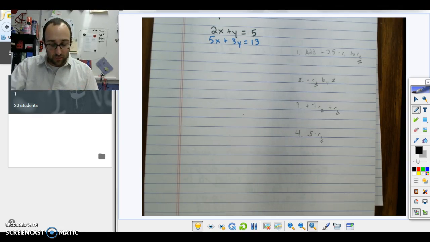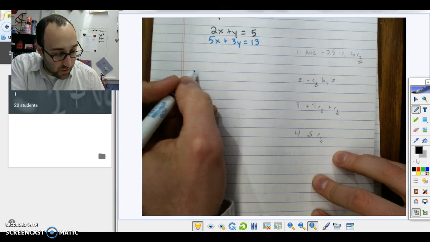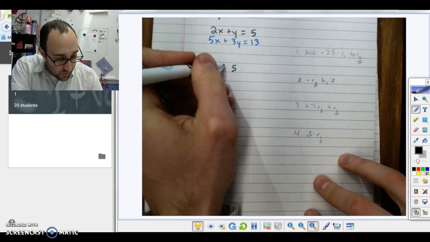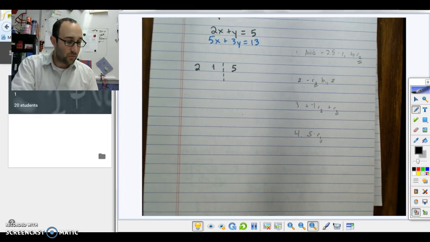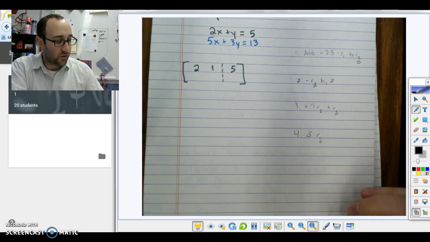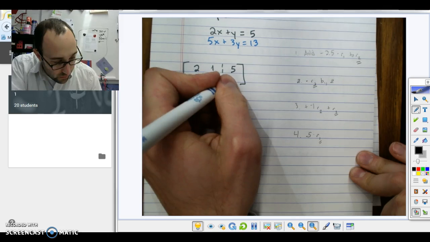Okay, so I'm going to try and keep these rows as color coordinated as I can. I'm going to write this one as 2, 1, 5. I'm actually going to put the dashes in now, and I'll put the brackets in now too. Alright, so it's 2, 1, 5, and then 5, 3, 13.